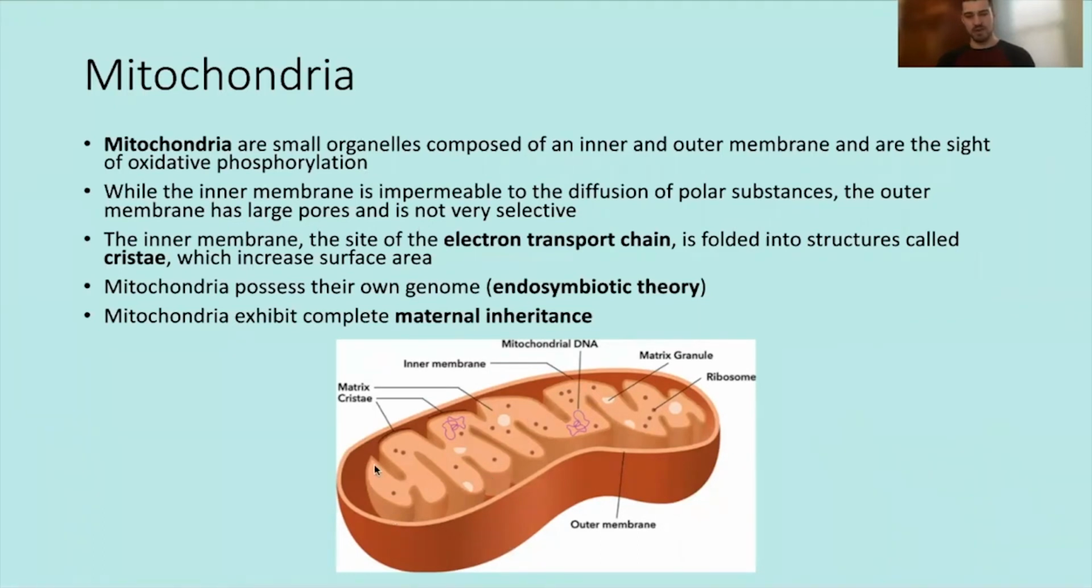So you can see the cristae right here. And you could see they're folded. That's the inner membrane, and then the outer membrane is a lot more smooth. It's not folded. So mitochondria possess their own genome.